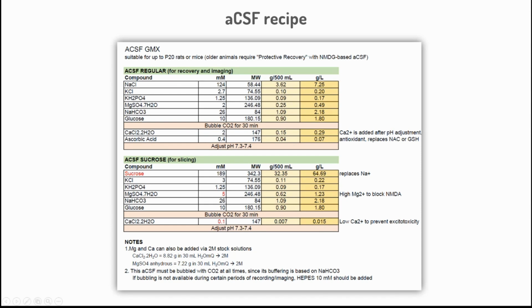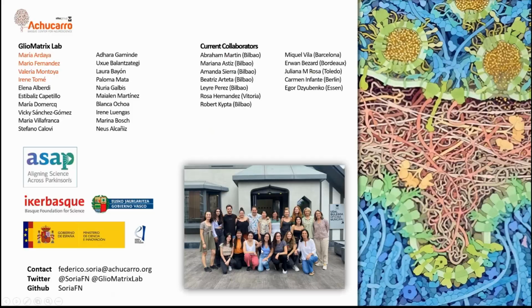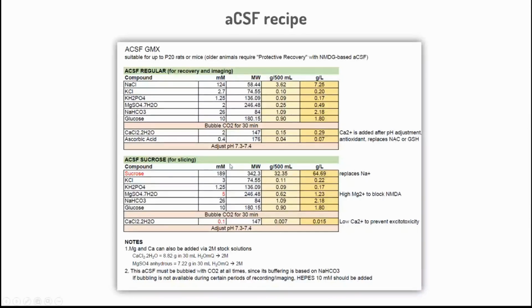So in this way, you are minimizing the excitotoxicity from the activation of ionotropic channels. And also you use very high magnesium to block the NMDA receptors, which are excitotoxic glutamate receptors. And you are also using very low calcium for the same reason. So you are protecting the slice at the cutting moment, okay?